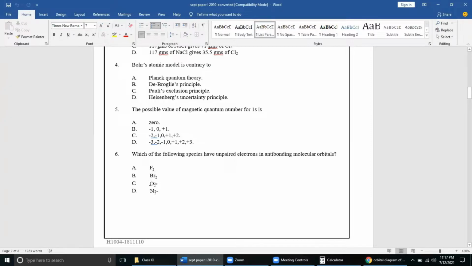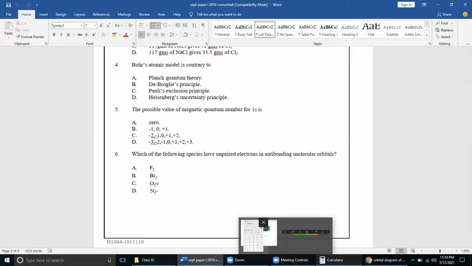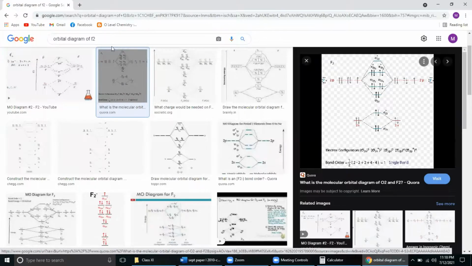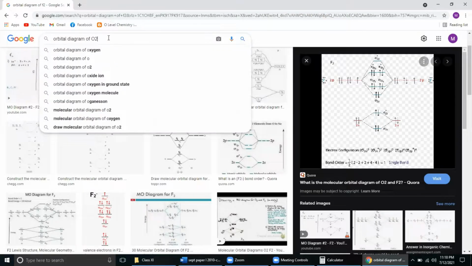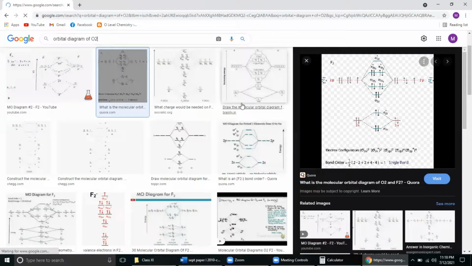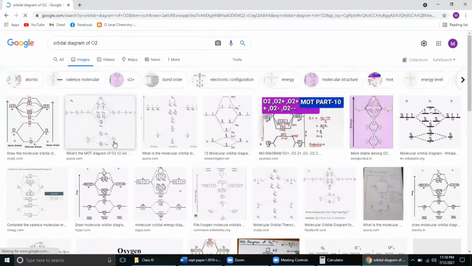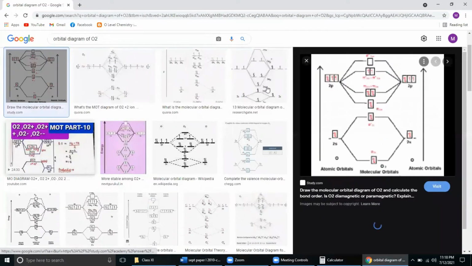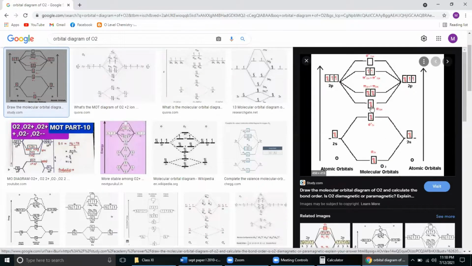Next option is O2 plus 2, O2 with the power plus 2. One oxygen atom has 8 electrons. Two oxygen atoms will have 16 electrons, but with plus 2 charge, this molecule will contain 4 electrons fewer. Let's see what the orbital diagram for the O2 molecule is. Okay, this is the orbital diagram for the O2 molecule.